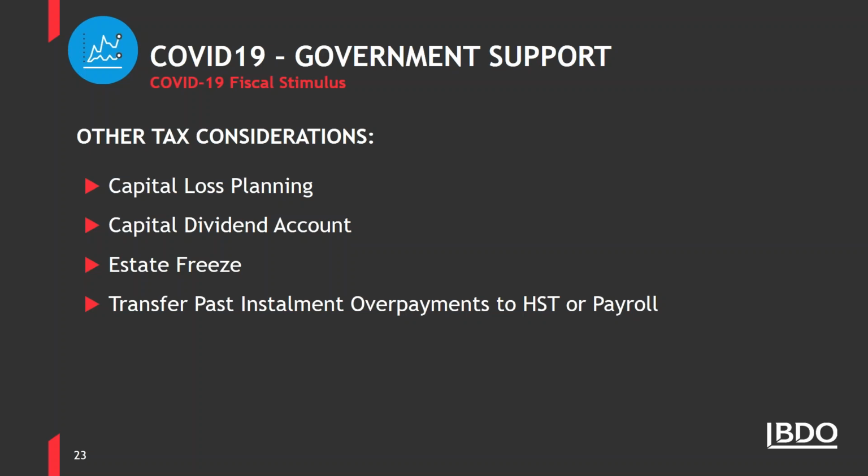And finally, consider transferring corporate installments to HST or payroll accounts. You may have overpaid in corporate income tax installments that have already been submitted. So if you're estimating your taxes to be lower because you've experienced a decline in revenue during these difficult times, you may want to consider transferring those corporate installment balances to your payroll and HST remittance accounts, since these accounts continue to be due and payable.